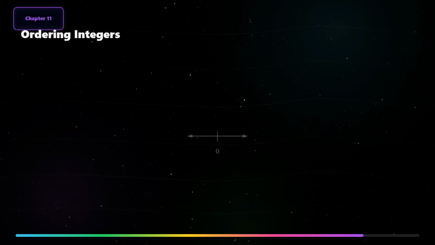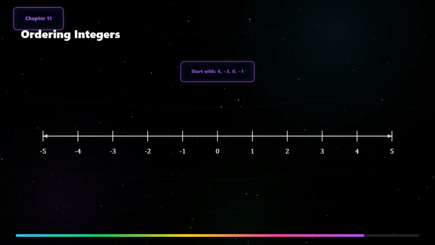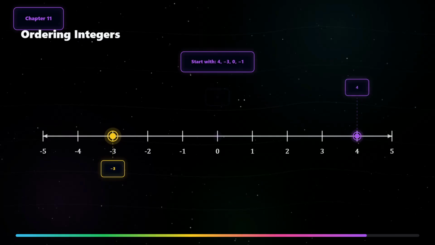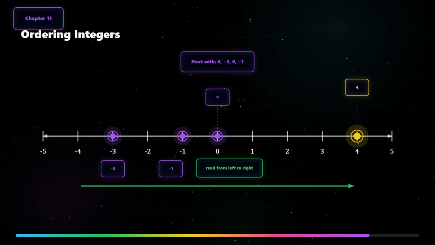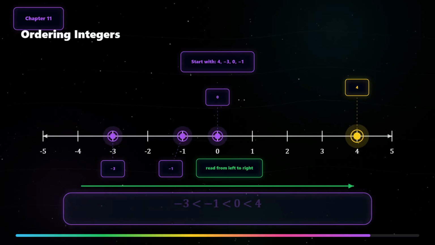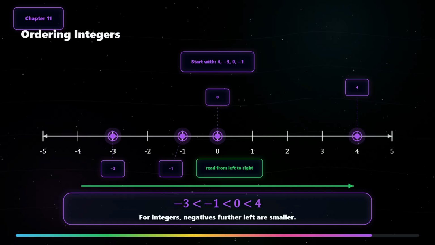Now, integers: 4, -3, 0, and -1. Ascending order means smallest to largest. -3 is furthest left, so it comes first, then -1, then 0, then 4. So the order is -3, -1, 0, 4. This is the classic negative number mistake. -3 is not bigger than -1. -3 is further left, so it is smaller.